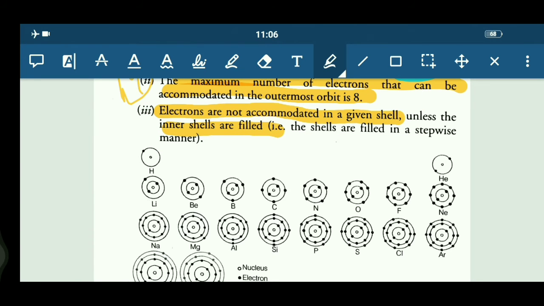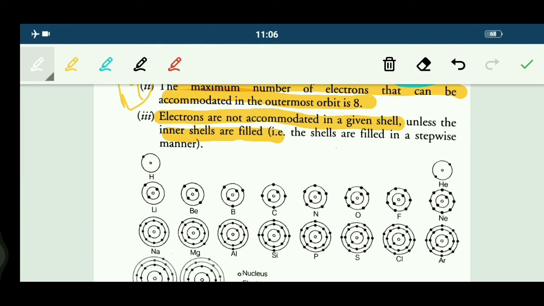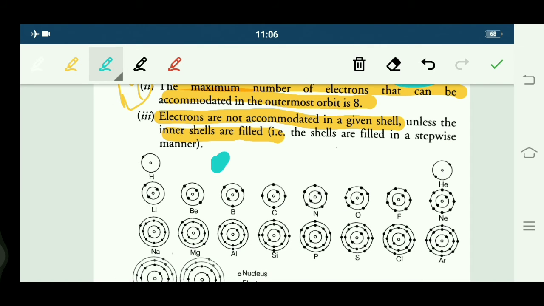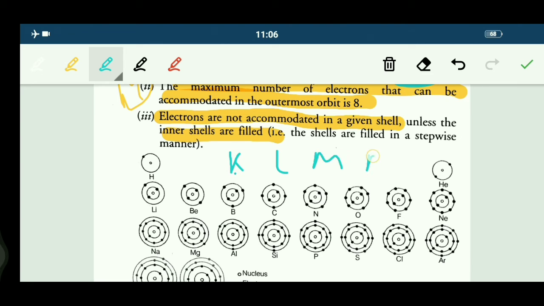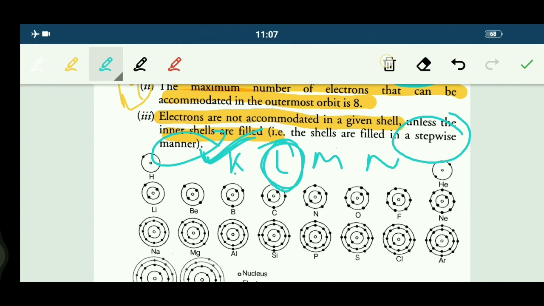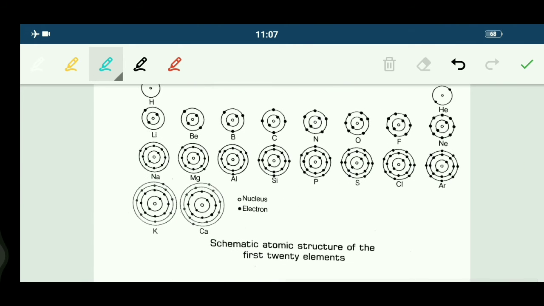For example, children, I have told you there are 4 shells: K shell, L shell, M shell, N shell. We cannot accommodate electrons in the next shell until the K shell is completely filled. So we should fill the shells in a stepwise manner. Remember this thing. Fine, children.